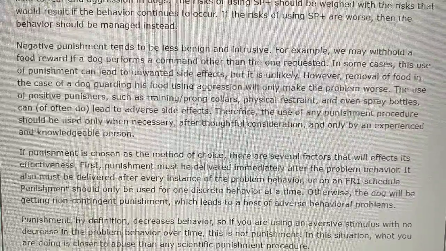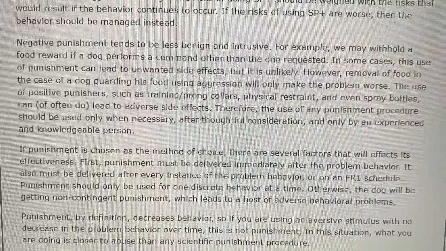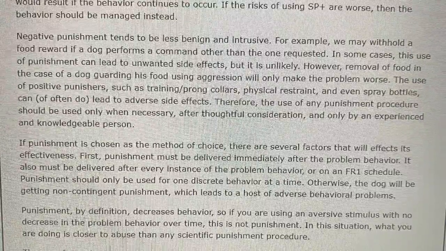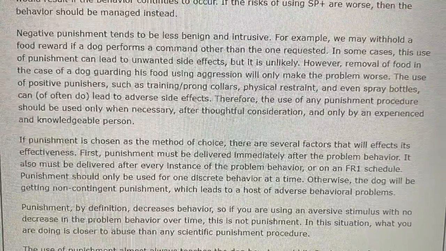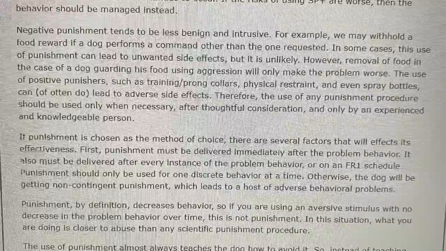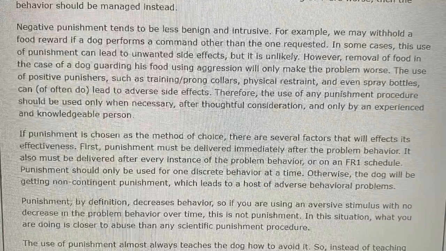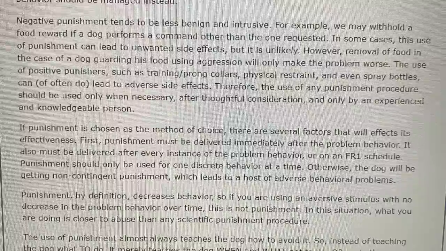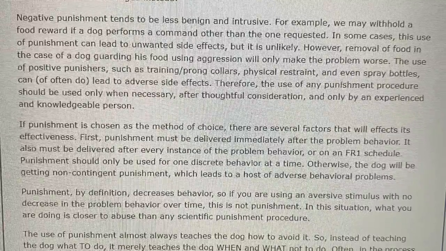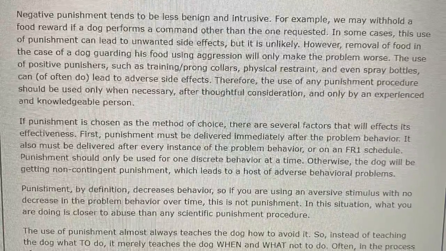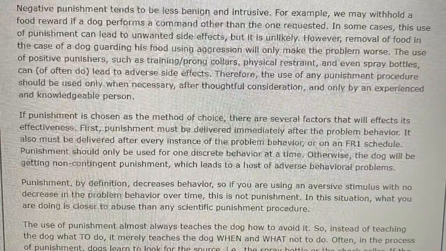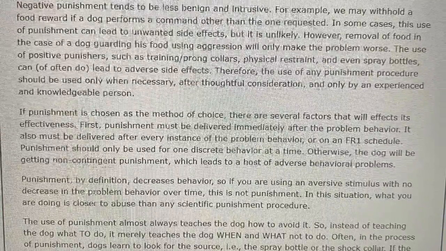Therefore, the use of any punishment procedure should be used only when necessary, after thoughtful consideration, and only by an experienced and knowledgeable person. If punishment is chosen as the method of choice, there are several factors that will affect its effectiveness. First, punishment must be delivered immediately after the problem behavior. It also must be delivered after every instance of the problem behavior, or on an FR1 schedule. Punishment should only be used for one discrete behavior at a time.